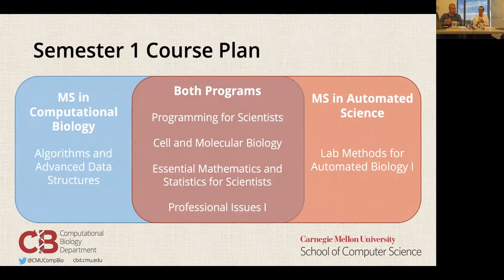So all students will come in their first semester and they'll take a programming for scientists course. They'll take an applied cell and molecular biology course. They'll take a foundational course in mathematics and statistics. And this is to provide foundational work in all the disciplines that come together to form computational biology. MS in computational biology students will take an algorithms and data structures course as well. And then the automated science students will take a course that's introducing them to the automated laboratory and getting them to see how to get up and running with some of these lab methods.